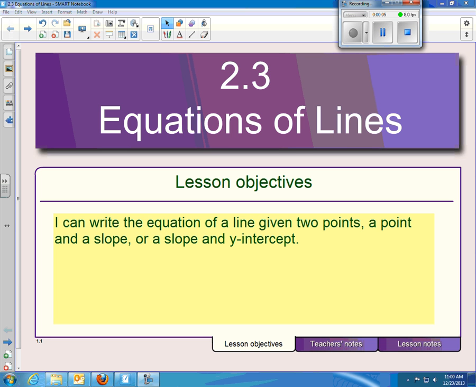Welcome back to Unit 2, Notes 3, and we're going to be talking about equations of lines. Our learning target today is: I can write the equation of a line given 2 points, a point and a slope, or a slope and a y-intercept. Really what we're going to get down to with these notes is what you do when you're given those situations and how you get that to an equation.